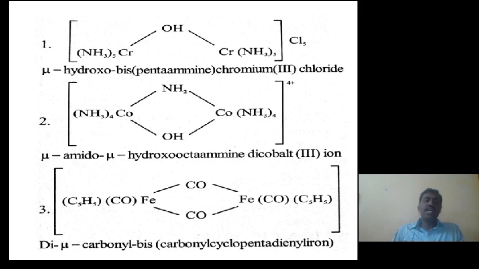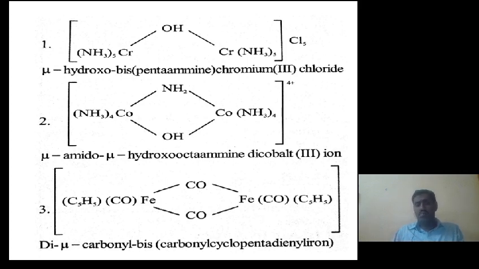Okay, then here we have some bridged complexes. So what do you mean by bridge? You see a few ligands, or any one ligand, acting as a bridge between two metal ions. So that's why it's called a bridge. If a mu bridged ligand is present in a complex, you must write mu at the start: mu-hydroxo bis pentammine chromium(III) chloride. The mu-hydroxo is present between the two metal ions.